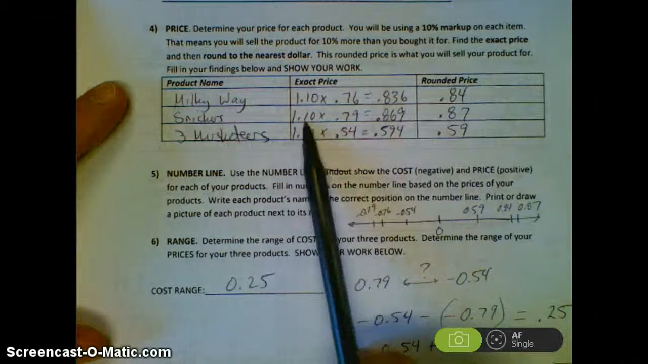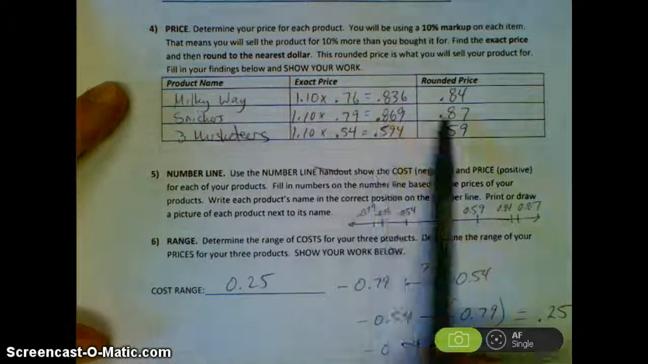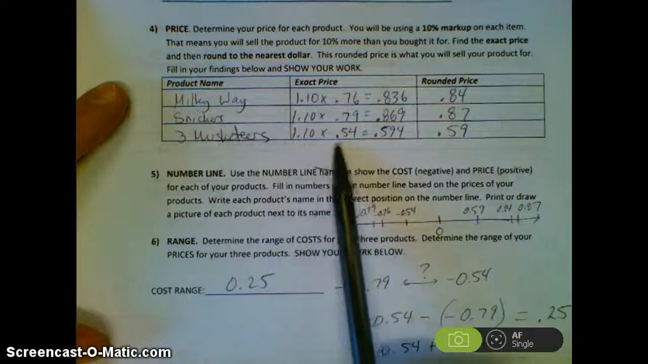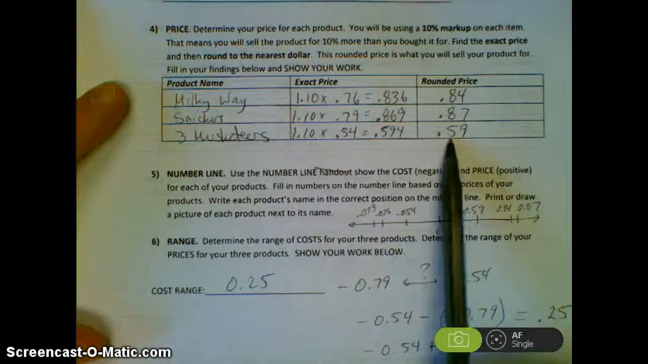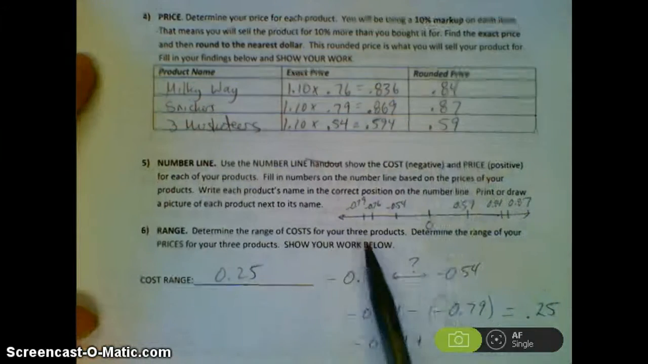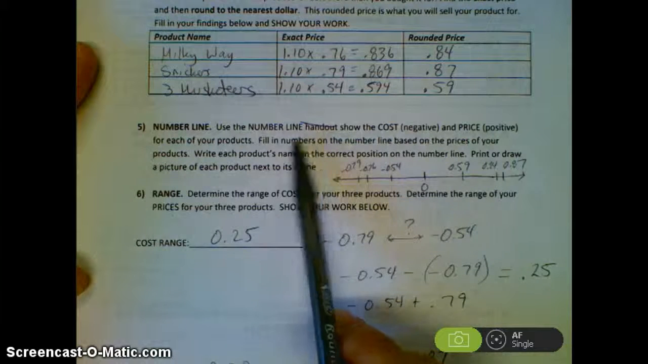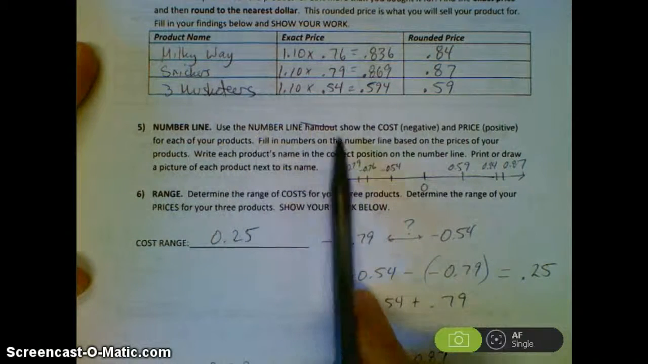I did the same process here, 1.10 times the price that I had paid, and I rounded it to 0.87. 1.10 times the price that I had paid, and then I rounded it to the nearest hundredth. On the number line part, I know it said use a number line handout, but you don't have to do that.